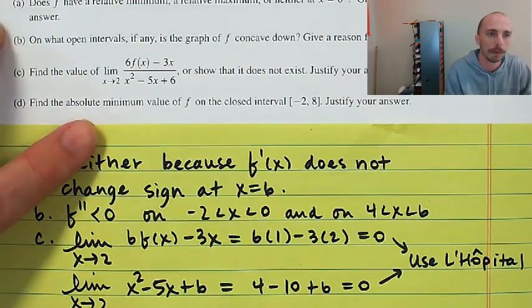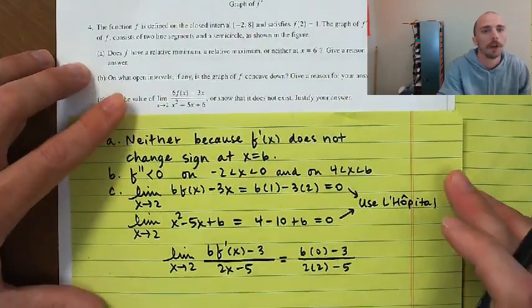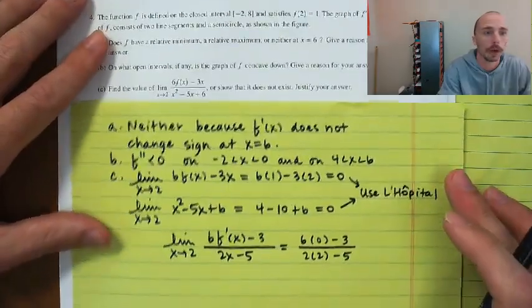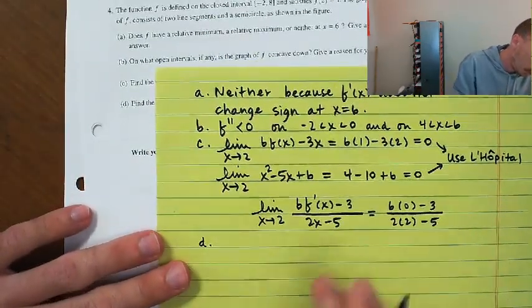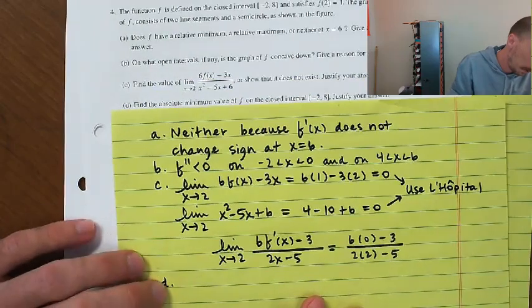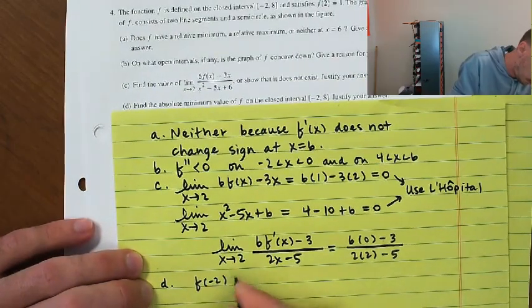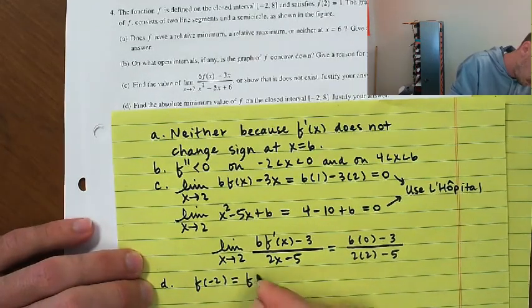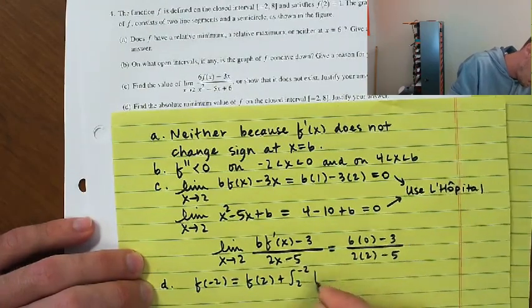Okay, so we're going to find the absolute minimum value of f on the closed interval -2 to 8, and we're going to justify our answer. So we're going to need to check the endpoints, -2 and 8, and then any critical point as well. All right, so for D, f of -2 is going to equal f of 2 plus the integral from 2 back to -2 of f prime.